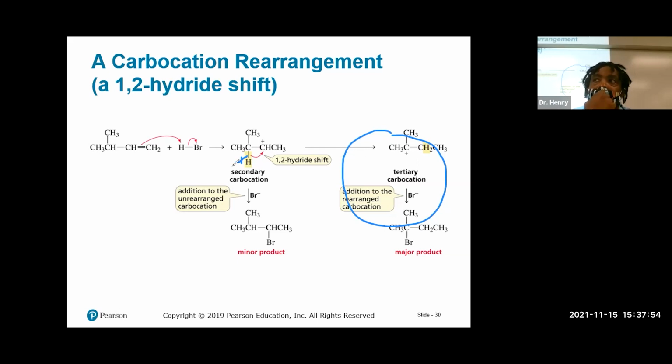Now, if we don't have our hydride shift, so if this guy gets the hydrogen, this guy gets the plus charge. If we don't have this shift occur, then we end up with this product, which is our minor product. So instead, we have that 1,2 hydride shift. That means that we now have a cation on this carbon here, the second carbon. And then the bromine will attach itself there.